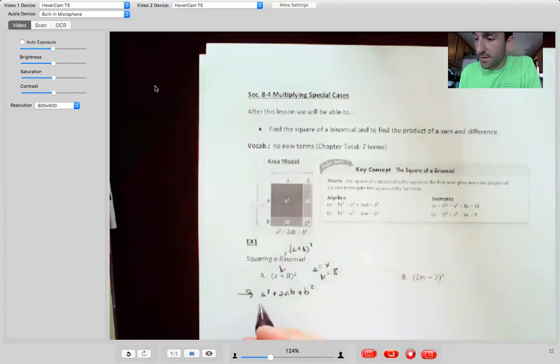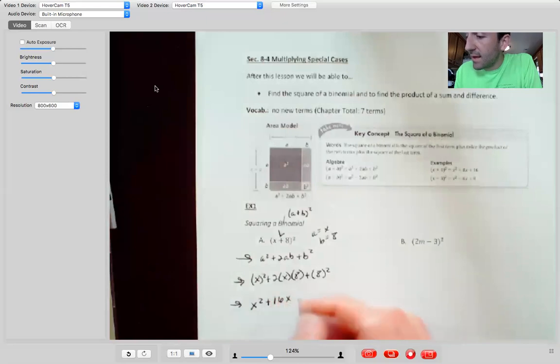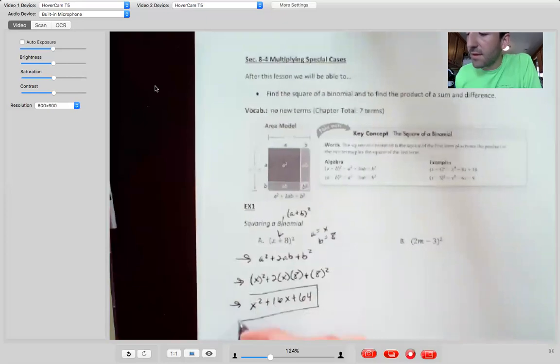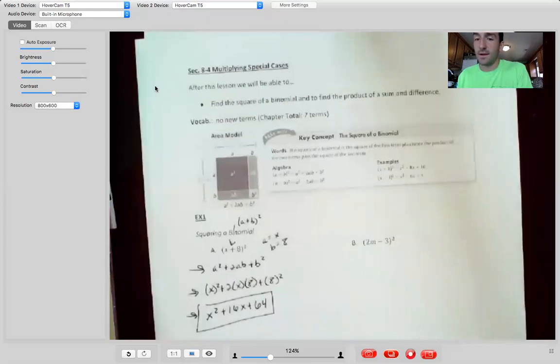Okay, so now when we substitute, we get x squared plus 2 times, remember, a is x, b is 8, and then again sub in 8 for that last b, and then we just go ahead and simplify. When we do, x to the second power is just x squared. 2 times x times 8 is 16x, and then 8 squared is 64. Okay, no like terms or anything, because that's what's nice about the shortcut, is you don't get those two like terms in the middle. Next one, exact same problem.